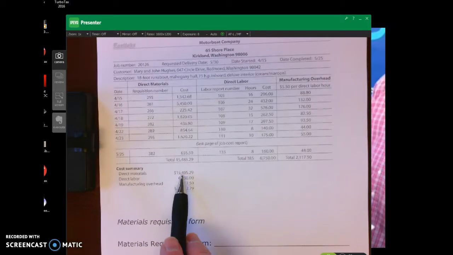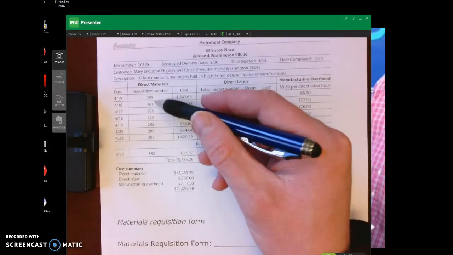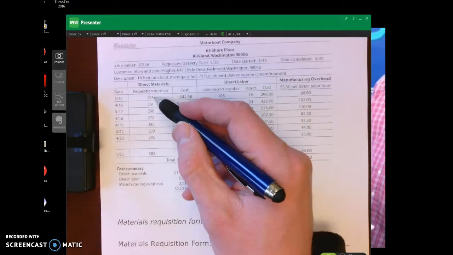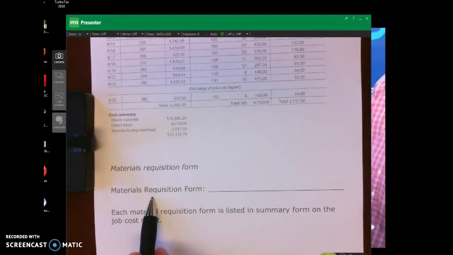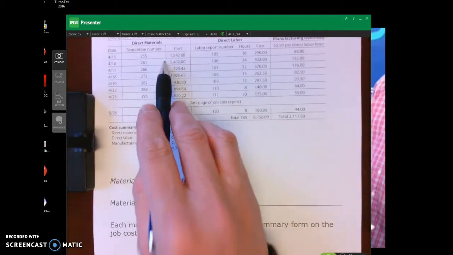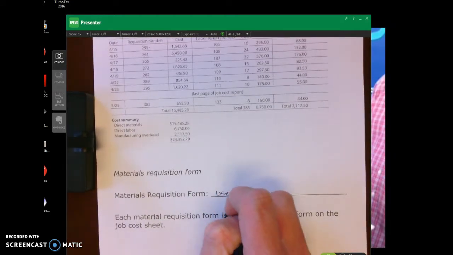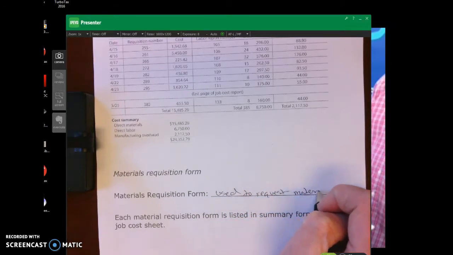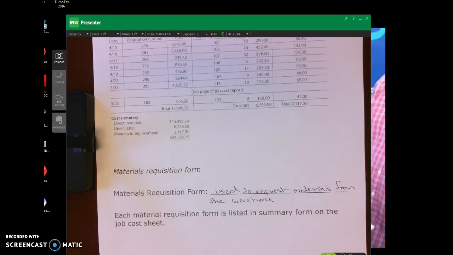And then we have our total materials, total labor, and overhead. But again, it's at a summary level because although it is broken out by requisition number, it's not saying who it is, and it's not saying what you requested. It's at a higher level. So we look over here at this materials requisition form, which corresponds to the requisition number right over there. The materials requisition form is used to request materials, direct and indirect, from the warehouse. Okay? Used to request materials from the warehouse.